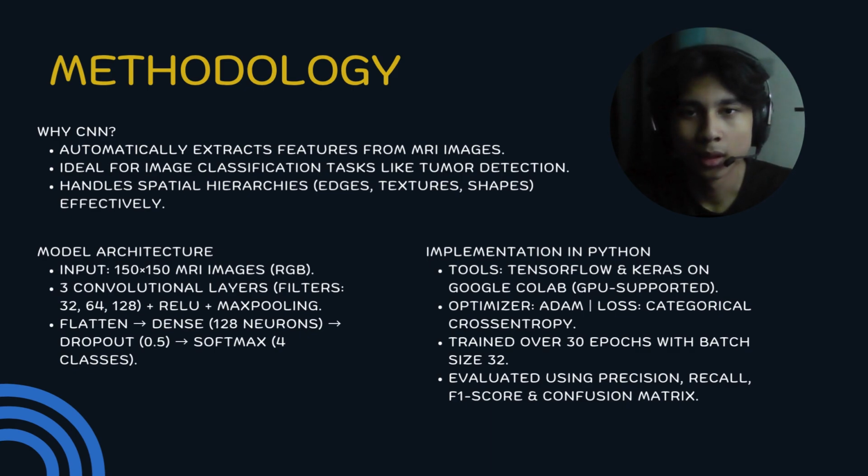So we used a CNN for multi-class brain tumor classification. It is chosen for its strength in detecting spatial patterns in medical images. It automatically learns features, so no manual feature engineering is needed. The input size is 150 by 150 by 3 RGB MRI scans. The network includes three convolutional layers with ReLU activations and max pooling, followed by flattening, a dense layer with 128 units, dropout, and a softmax output for 4 classes.